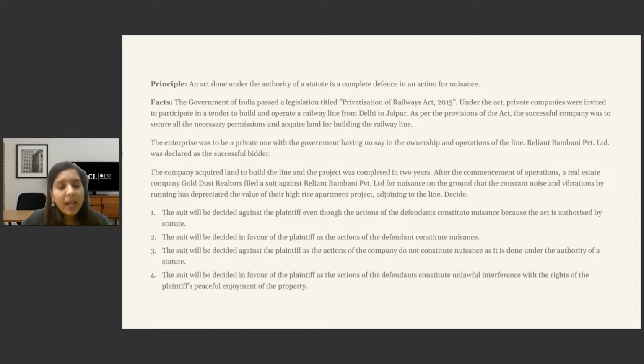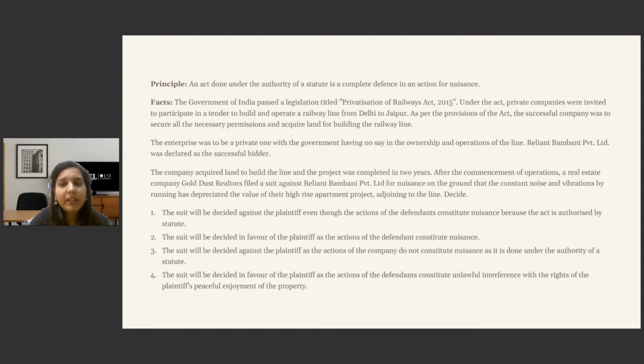Here you can see that an act done under the authority of a statute is a complete defense in an action for nuisance. So when you see here, it is a complete defense with respect to nuisance. So here we are talking about nuisance as a whole. The Government of India had passed a Privatization of Railways Act 2015, right?